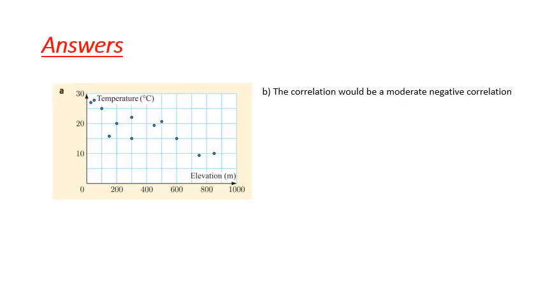Okay, so let's see how you went. Our scatter plot should have looked like this, where you've got your temperature on the y-axis and the elevation on the x-axis. You can see that the scatter points are linear, in a negative correlation because they're heading downwards. They're not exactly tightly put together, but they're also not very spread out. So we would call it a moderate negative correlation.